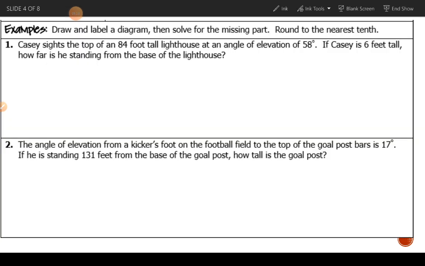Okay? These are all going to be word problems, so drawing a diagram is going to help tremendously. And then once we solve, we're going to round to the nearest tenth. Okay, so Casey sights the top of an 84-foot tall lighthouse at an angle of elevation of 58 degrees. Casey is 6 feet tall. How far is she standing from the base of the lighthouse?